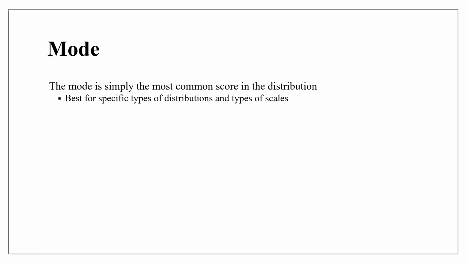And lastly, we have the mode. The mode is simply the most common score in the distribution. So whatever observation is showing up the most, that is going to be the mode of the distribution. Again, the mode and the median are going to be particularly helpful for very specific types of distributions, and we're going to discuss that later on.